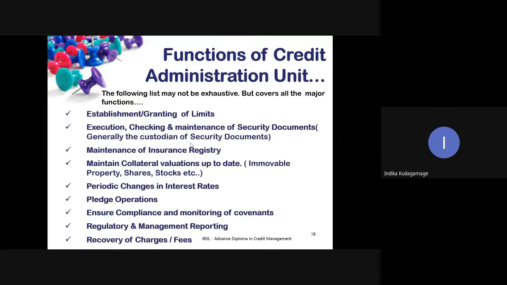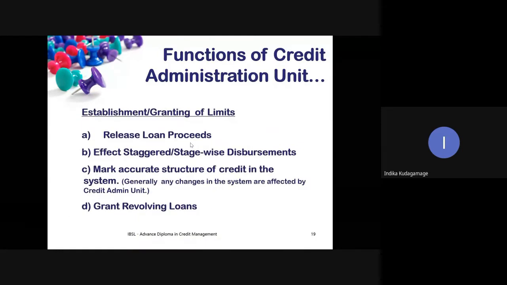These are some of the main functions credit administration will look at: establishing and granting of limits, executing, checking, and maintaining security documents, maintenance of insurance registry, maintenance of collateral valuation, periodic changes in interest rate, pledge operation, ensuring compliance and monitoring of covenants, regulatory management reporting, and recovery of charges. These are some functions. There can be other functions, but these are the main functions we have to cover under credit admin.